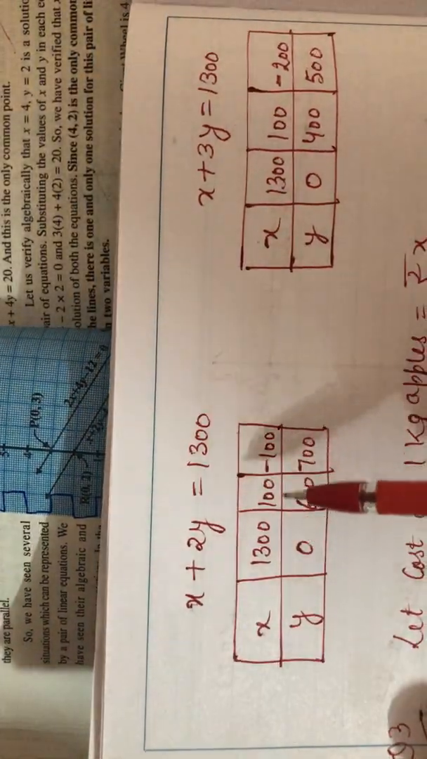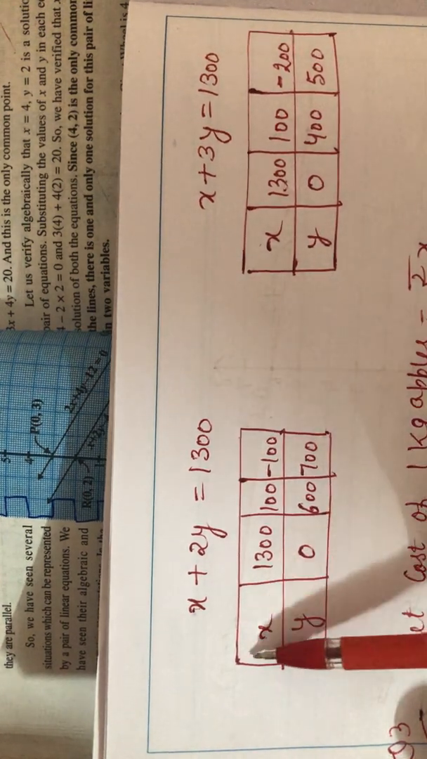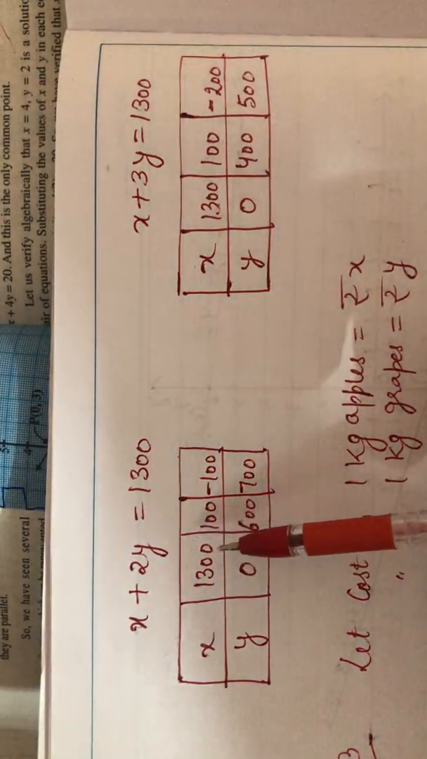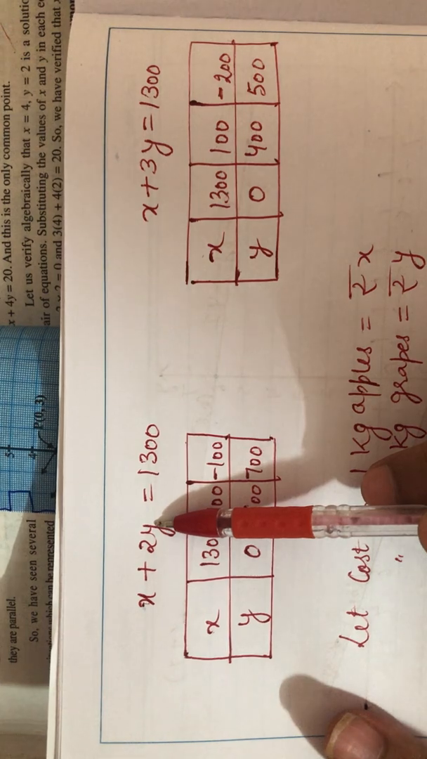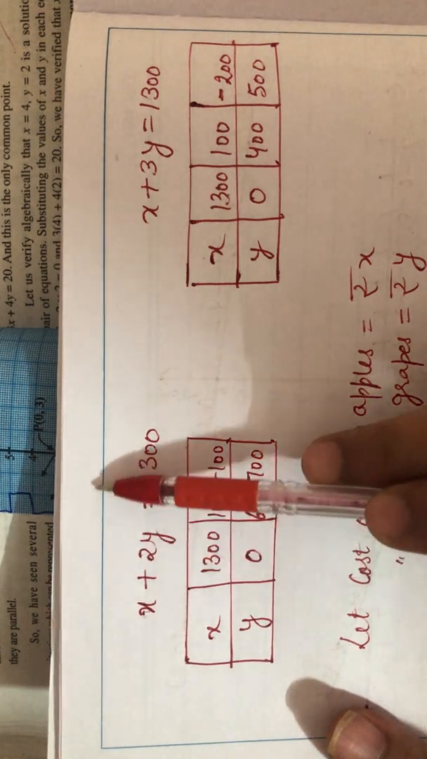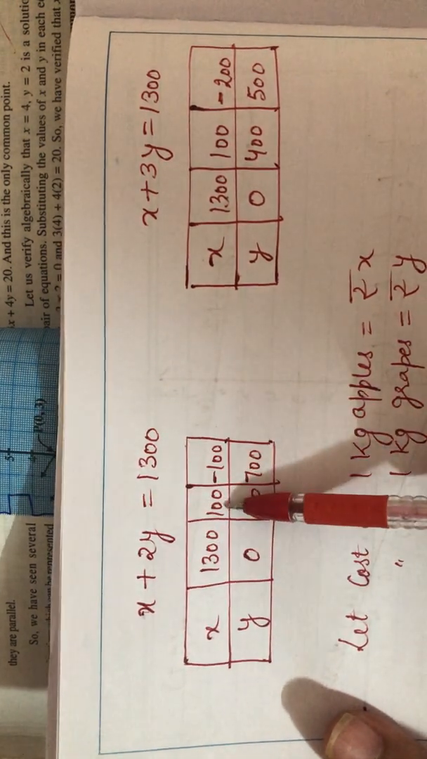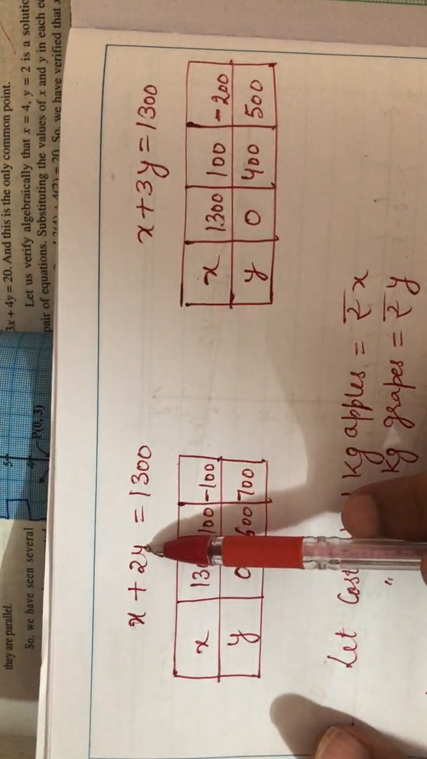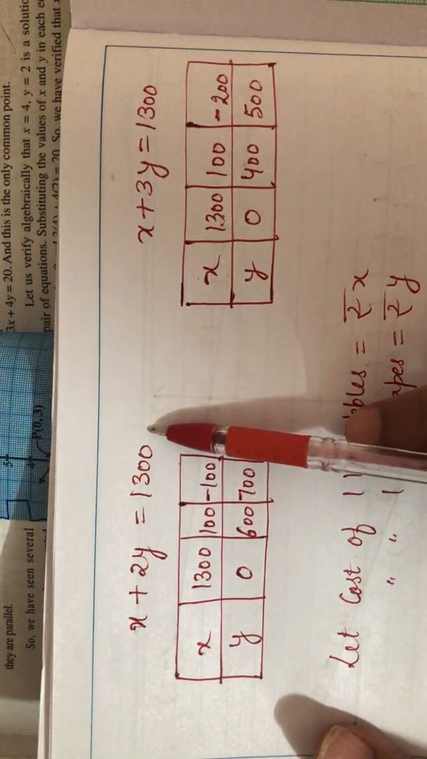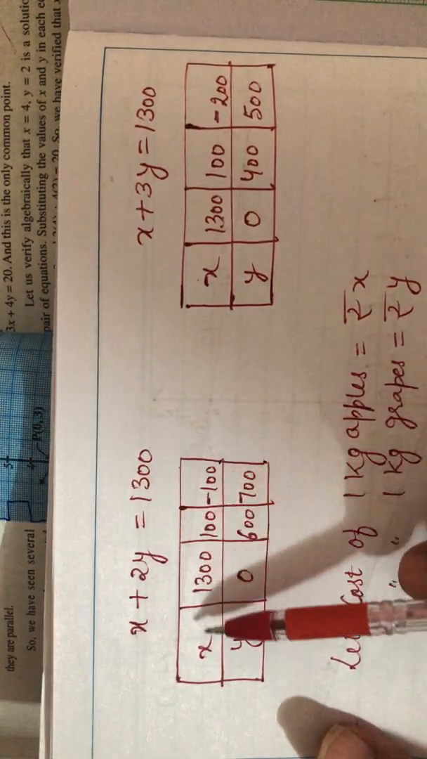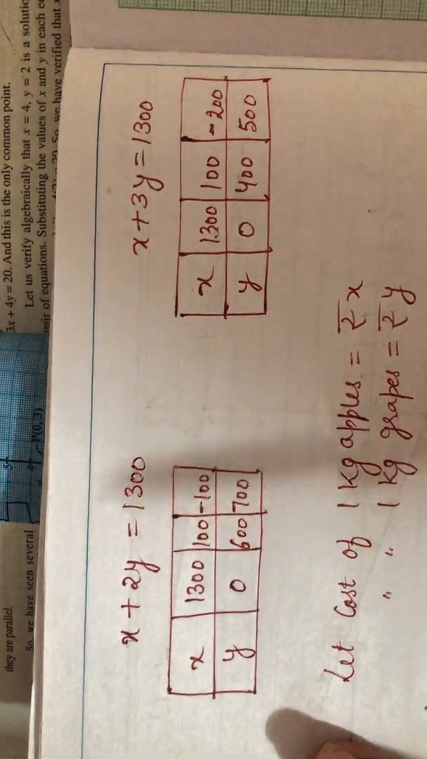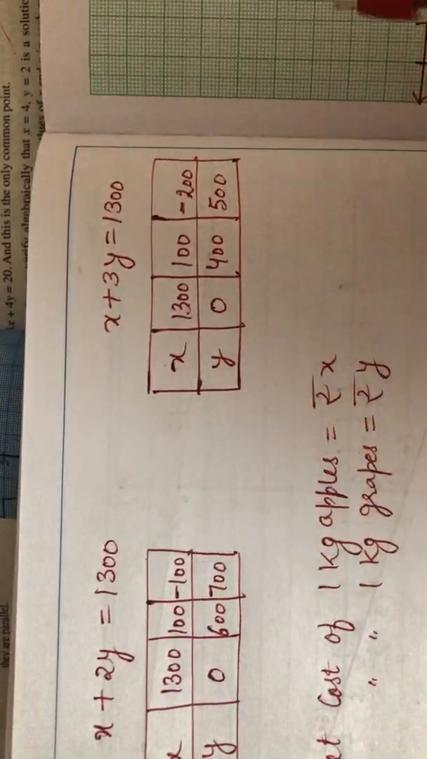Now again we'll represent it graphically, and for that we need the coordinates, and we'll find out 3 solutions of x and y. So if I put y as 0 here, I get x as 1,300. If I put y as 600, 6 2s are 1,200, and after transposing, 1,300 minus 1,200, x is 100. Then I will put y as 700, 7 into 2 is 1,400. So after transposing I get 1,300 minus 1,400 is minus 100. So for every value of y we get the corresponding value of x. So we have found 3 solutions, 3 coordinates of x and y.